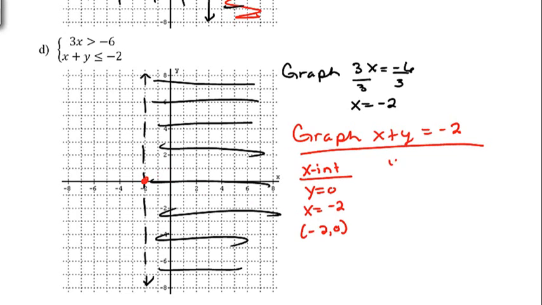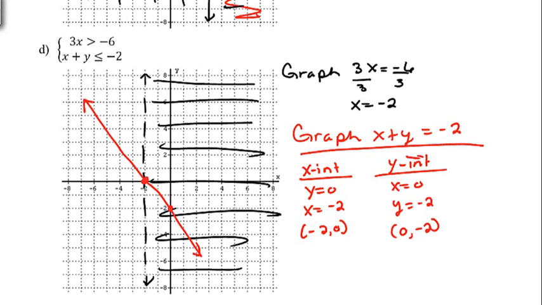And for the y-intercept, we want to let x be equal to 0, and that gives you y equals negative 2. So that's a point 0, negative 2. And this gets graphed as a solid line. And so we have our intersection point already. It's 0, negative 2.